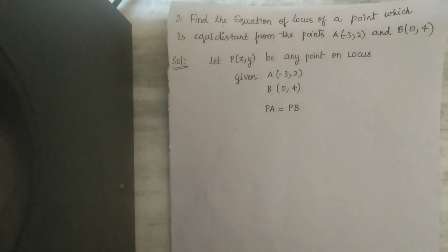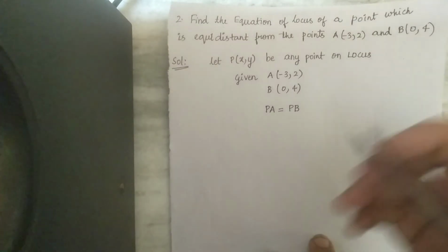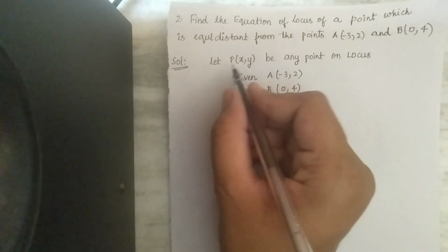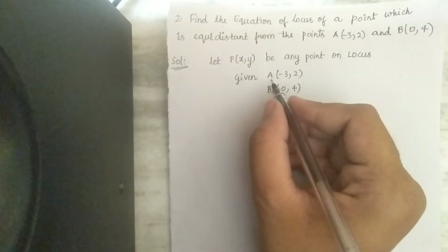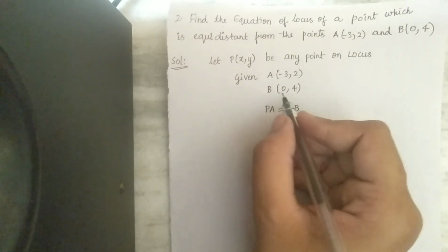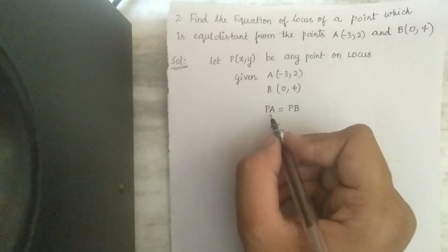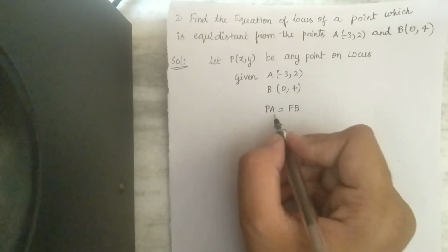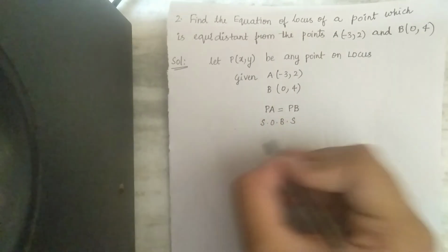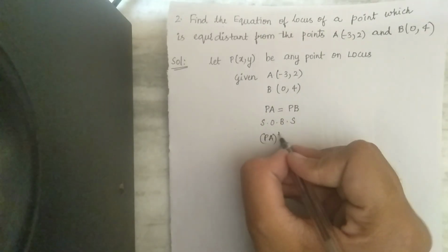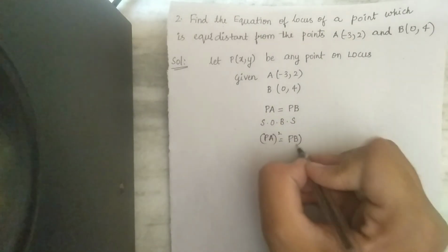So this is the second sum in the exercise. So read the question. Find the equation of locus of a point which is equidistant from the two given points. So let us consider P(x, y) to be any point on the locus. So given A is (-3, 2) and B is (0, 4). So the given geometrical condition is PA is equal to PB. So squaring on both sides, PA square is equal to PB square.